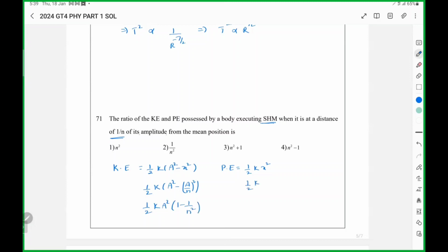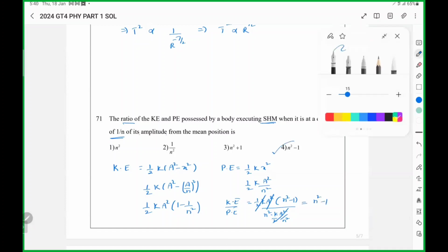Your potential energy is this. Ratio of kinetic to potential is asked. So half k a square into n square minus 1 by n square, half k a square by n square. Right, which is n square minus 1. Fourth option is correct.